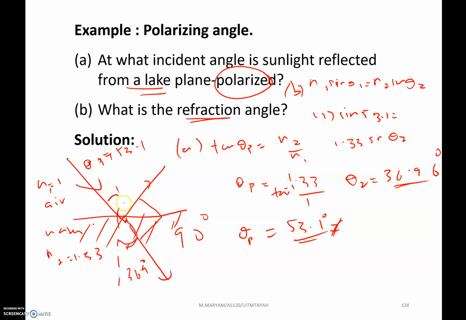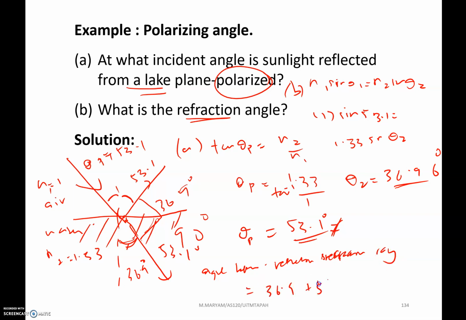So let's calculate this. From here to here, this is the same angle: the angle of incidence is equal to the angle of reflection, so this will be 53.1 also. The balance here will be 90 minus 53.1, which is 36.9 degrees. The refracted angle is 36.9, so the balance will be 90 minus 36.9, which is 53.1 degrees. Now add up these two angles, the angle between the reflection and refraction ray. 36.9 plus 53.1 gives you 90 degrees, which proves that the light is completely polarized.